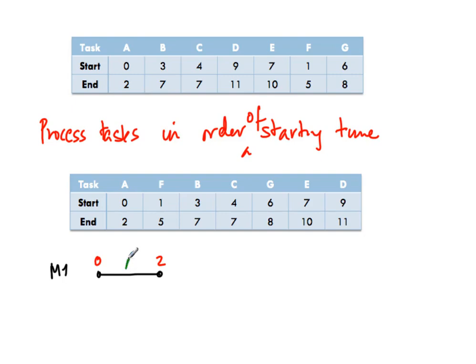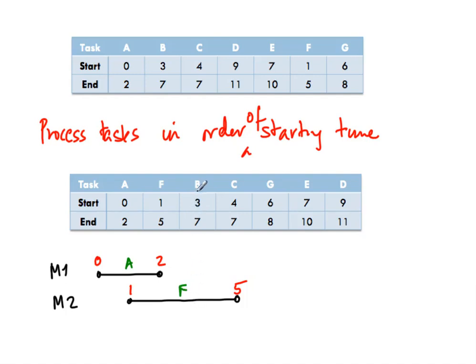We have job A. Now we come to F. Now F starts at 1, which is during the time that A is working. So we have to use a different machine. So we go to a new machine M2, and we start F at time 1, and we let it run till time 5. Okay, so now this is 1, and this is 5, and this is the task F.